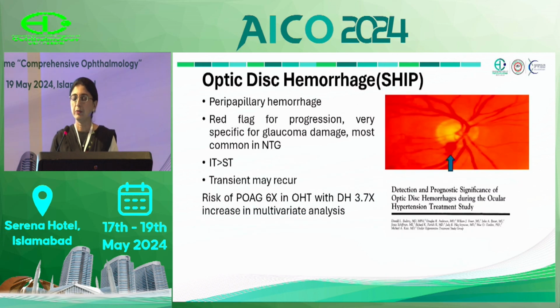Optic disc hemorrhage is a red flag for diagnosis and progression of glaucoma. It is very specific for it, more commonly seen infratemporally than supratemporally. It is usually transient and may disappear in 3 months' time. The Ocular Hypertension Treatment Study has found a correlation with a 6 times higher risk of progression to glaucoma in those patients.